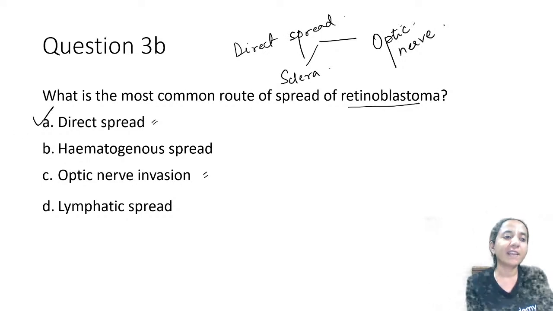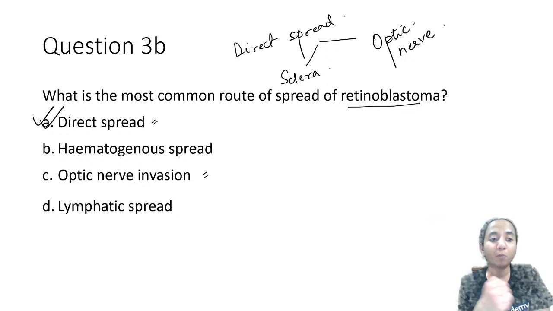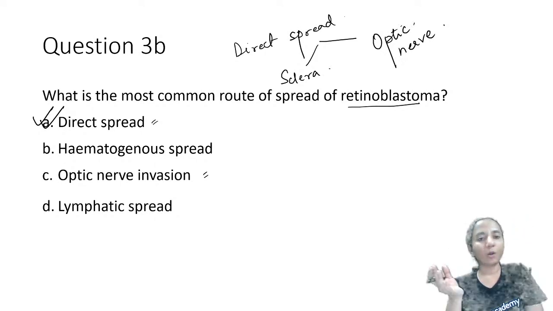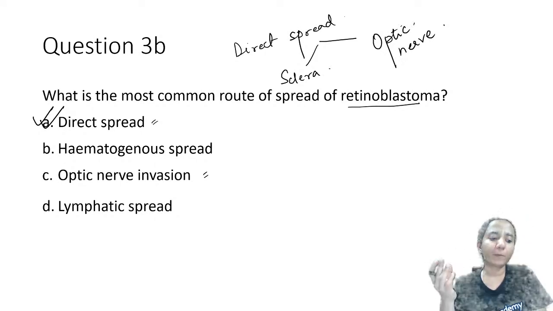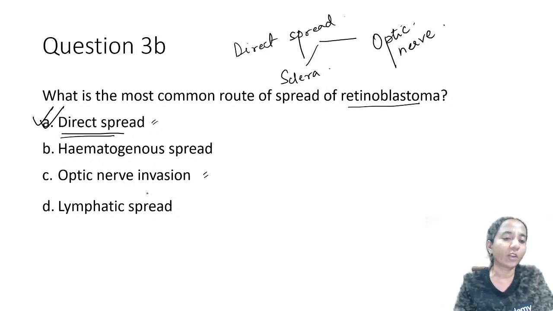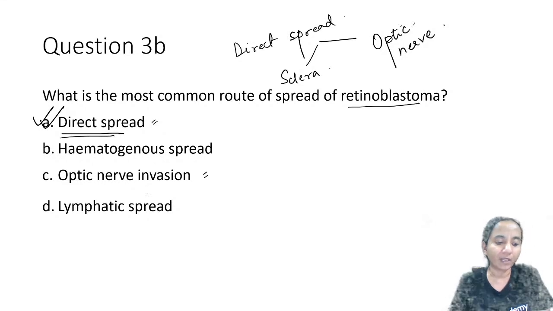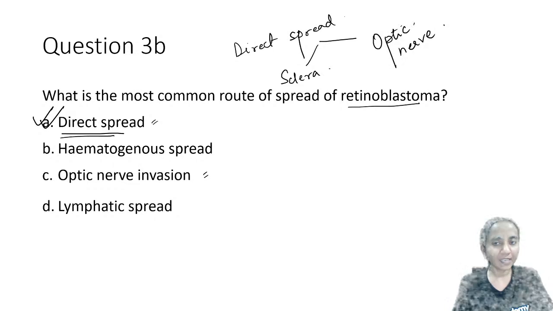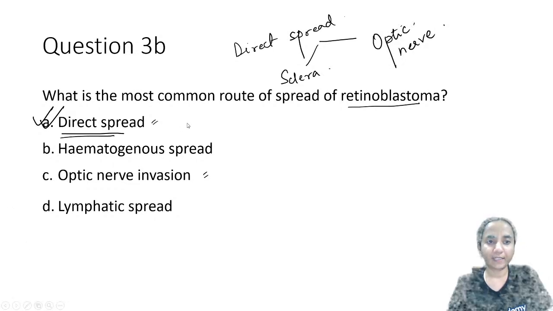So this is the answer that we should choose probably out of these two, because direct spread can be through the sclera also. The direct spread through the optic nerve is more common, of course, but this is the one that seems to be more correct. However, they should have avoided giving the option number C. But even if this is there, we should choose A as the option. Okay, let's go to the next question.